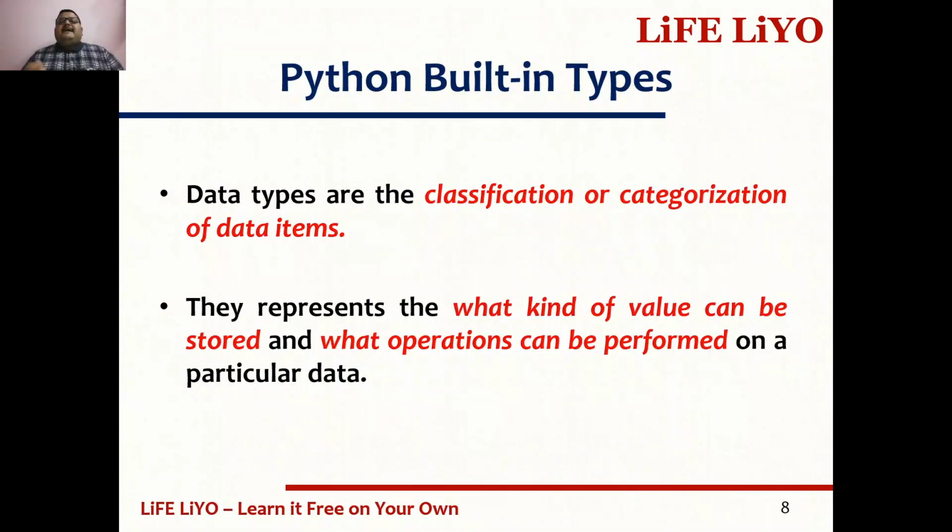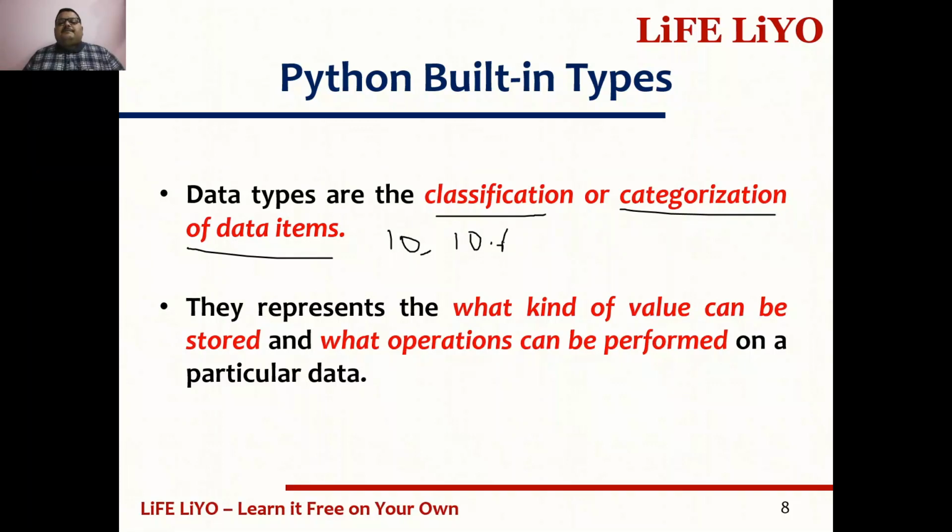Now, Python built-in types. What do Python built-in types mean? Basically, if you are storing anything, it will belong to some type. For example, if I am storing 10, 10 is an integer type. 10.25 is a float value. If I store Ramu, Ramu is a string. That means these types tell what type of data you are going to store. In Python also, data types are the classification or categorization of data items, such as 10. It is one category, it comes under integer.